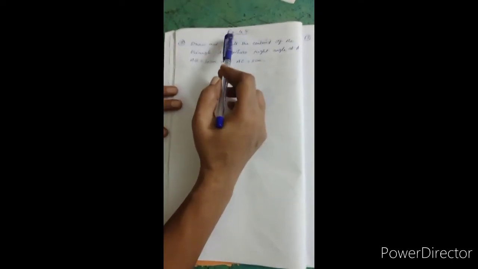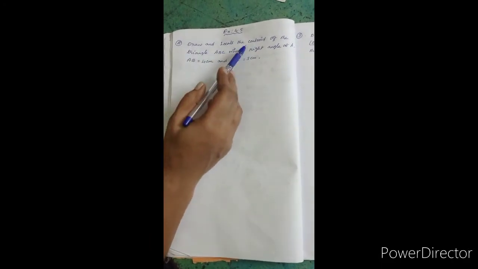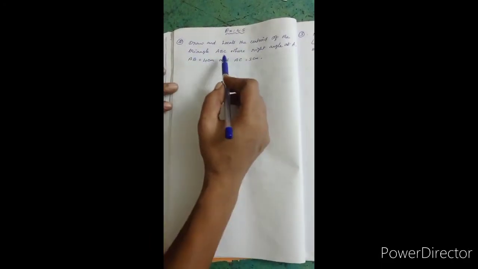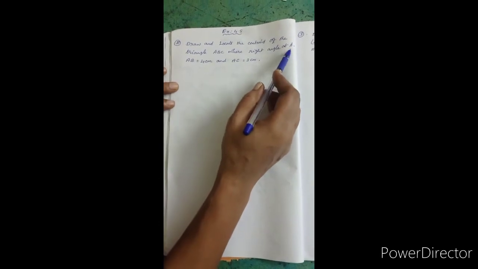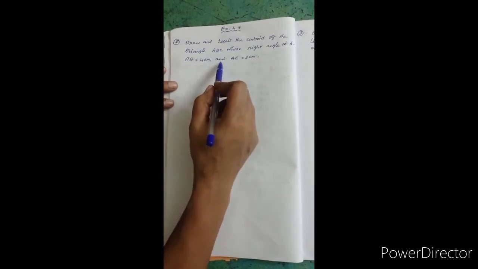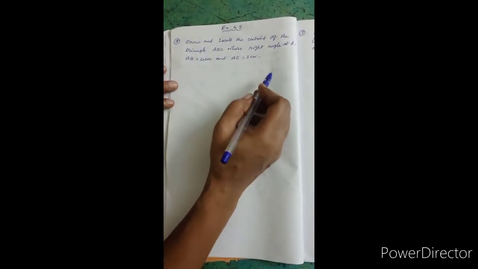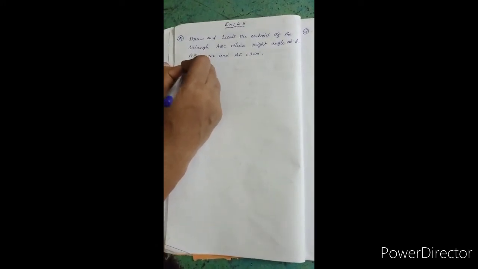Now exercise 4.5, question number 2. Draw and locate the centroid of the triangle ABC where right angle at A, AB equal to 4 cm and AC is equal to 3 cm. First write the given measures.